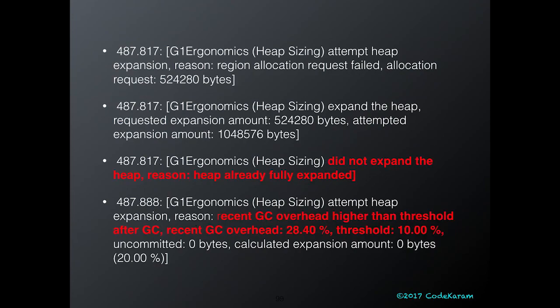What I see, oh gosh, I'm sorry again, in red, is that it did not expand the heap, reason: heap already fully expanded, and recent GC overhead higher than threshold after GC. So it's telling me it was trying, and this is not the first time I see this message. I see this message all over my log. It's trying to expand the heap, but it cannot. And my GC overhead, basically the frequency of my garbage collection pauses, is way above my threshold.